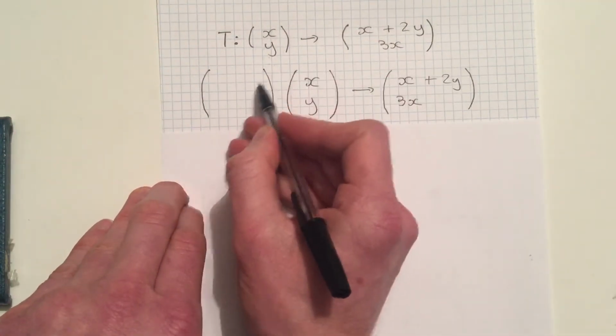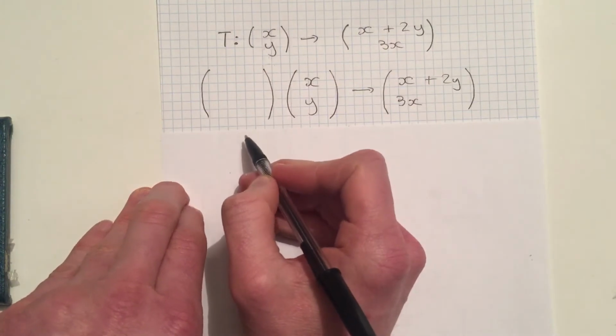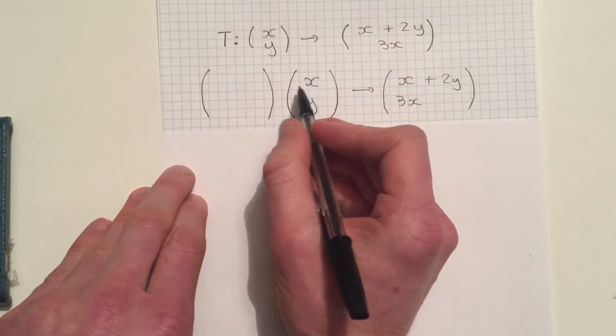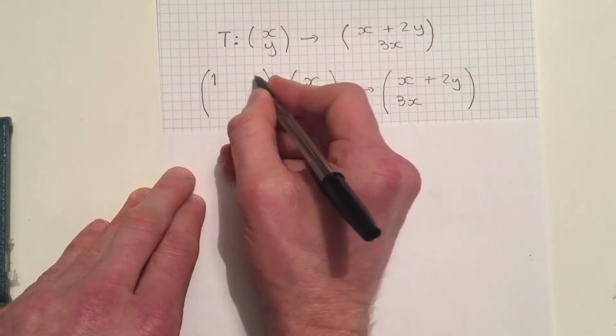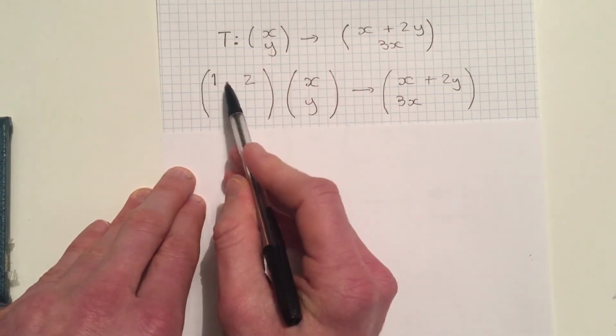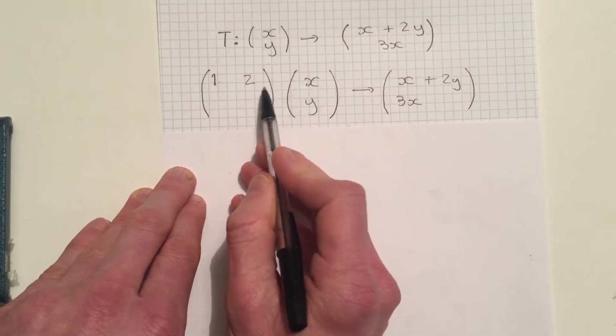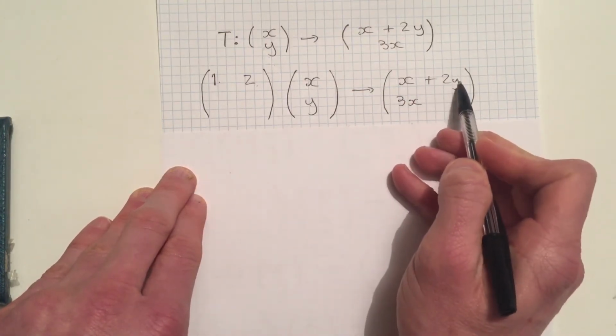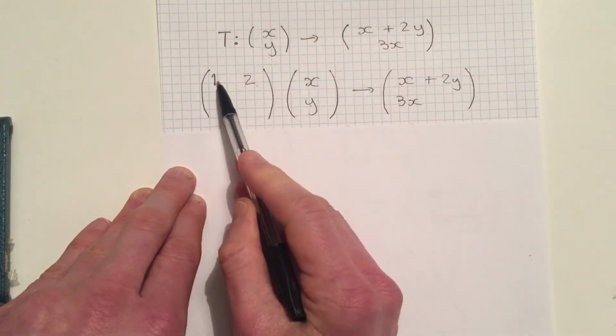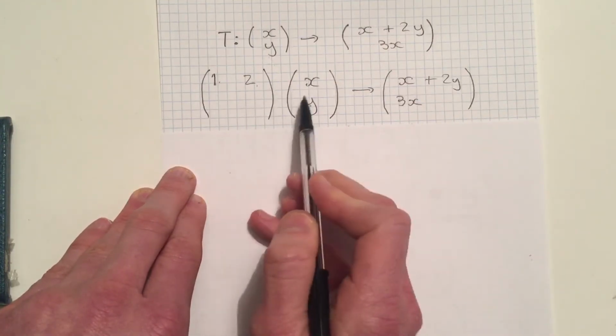I know this has to be a set of numbers here. So in this case, I know it's going to be a 1 and a 2, because I've got 1 times x plus 2 times y to give me x plus 2y. Just to repeat that, 1x plus 2y.